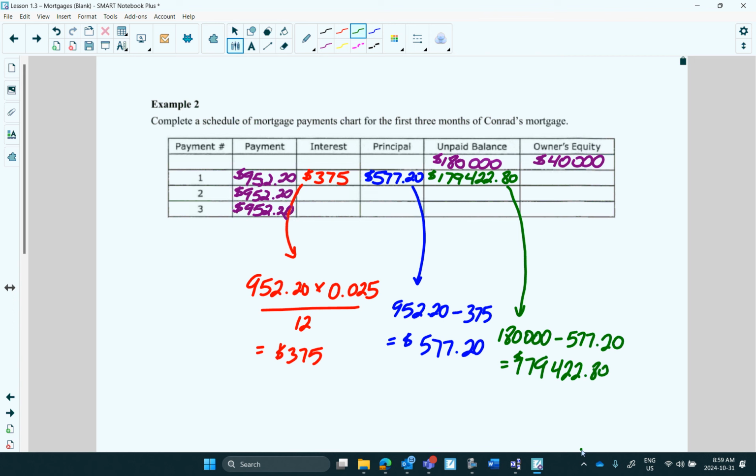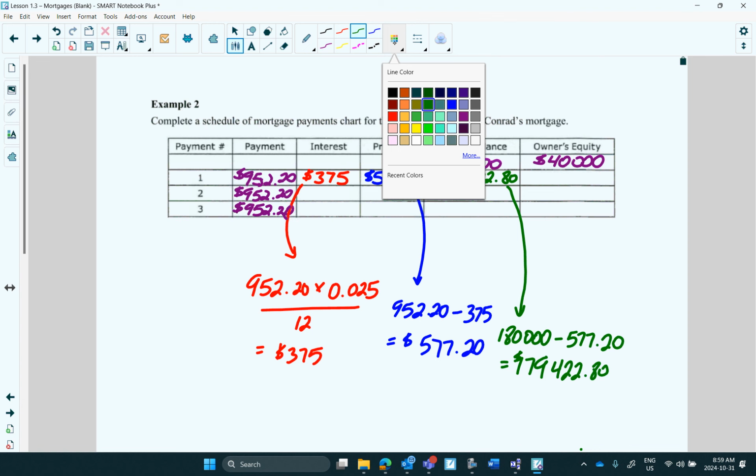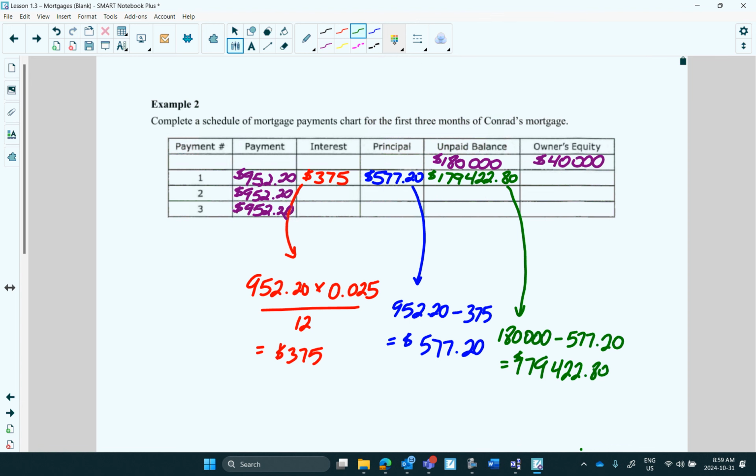And finally, remember, when he puts this towards his principal, that increases the amount that he owns of the house by the same amount. So therefore, to figure out his new owner's equity, it's how much he has at stake in the house now, plus how much he paid to the principal, which gives us 40,577.20.